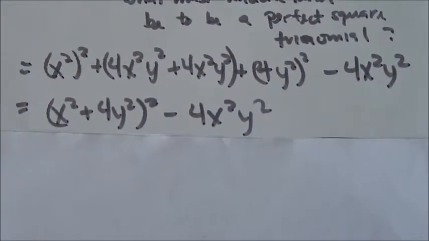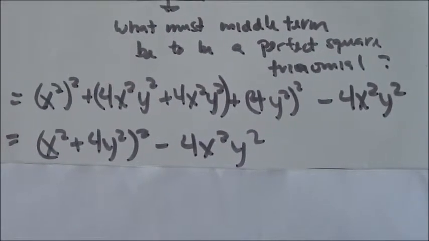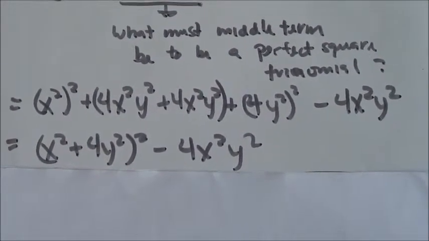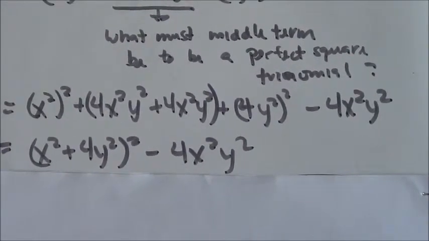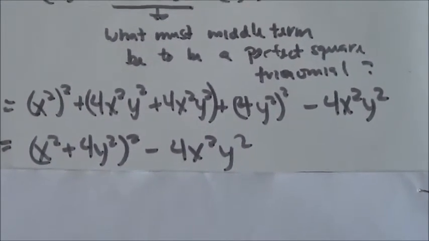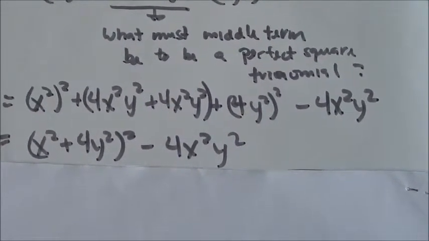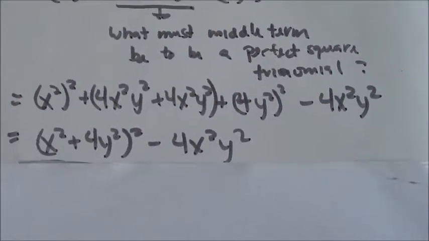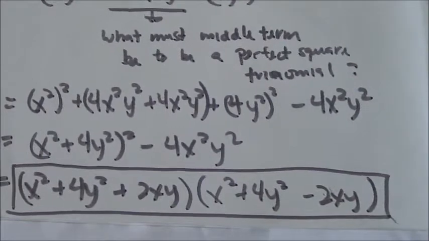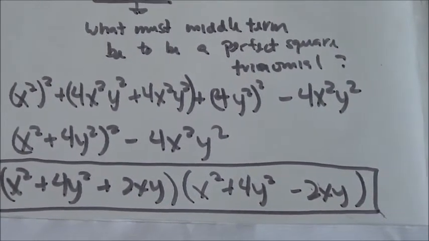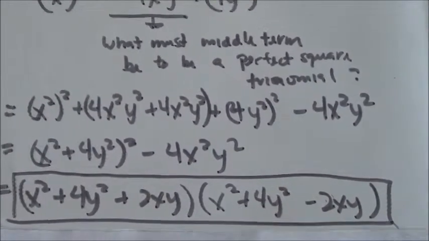Again, the first 3 terms is actually a perfect square trinomial, so we can simplify it into x squared plus 4y squared quantity squared. And the last term, we copy it, it is minus 4x squared y squared. Again, this is a difference of 2 squares, so we can expand this to the final answer, which is x squared plus 4y squared plus 2xy multiplied by the quantity of x squared plus 4y squared minus 2xy.